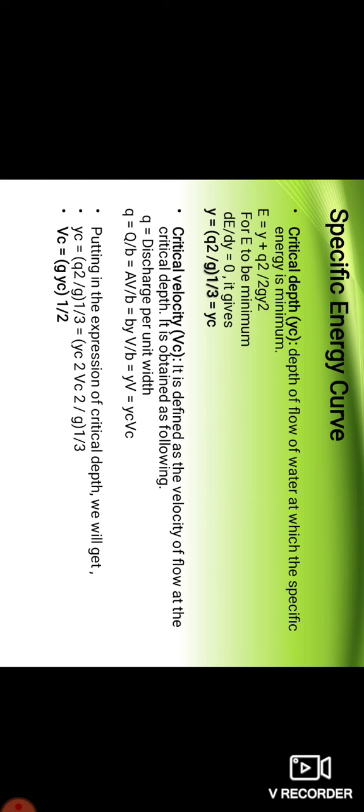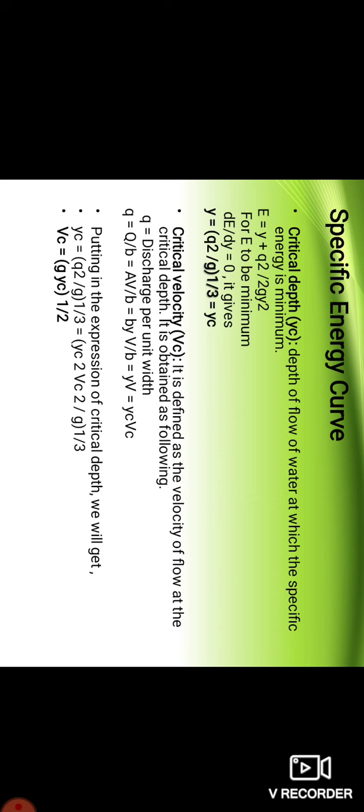That means E is equal to Y plus q square by 2 into G into Y square. For E to be minimum, dE by dy is equal to 0. That means the critical depth Yc is equal to q square divided by G, whole to the power of 1 by 3.